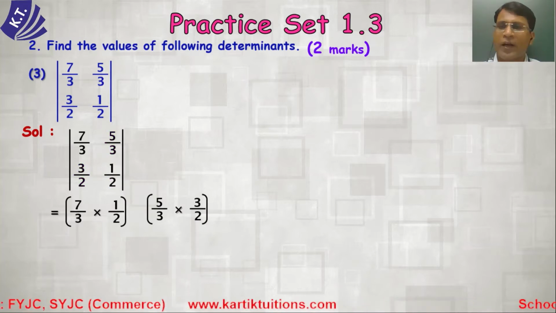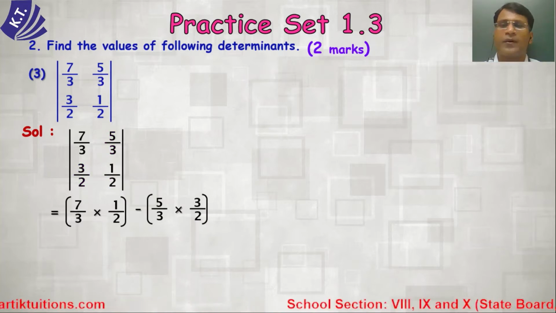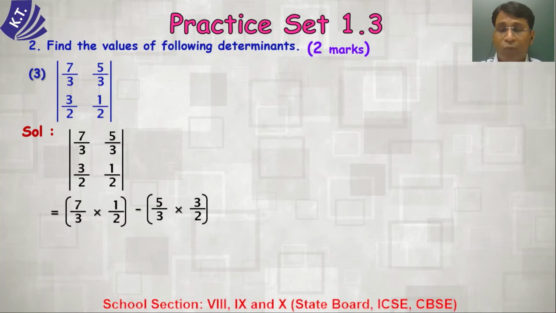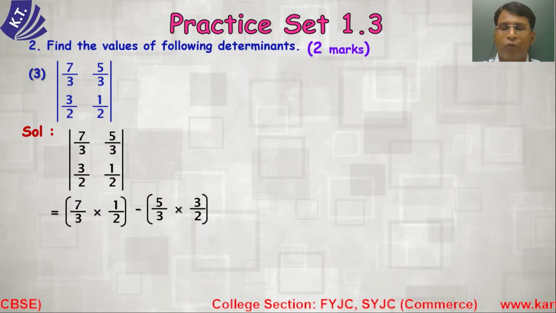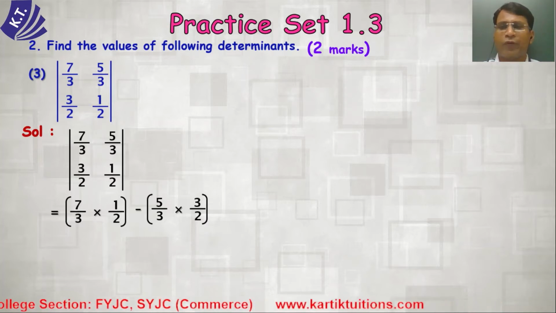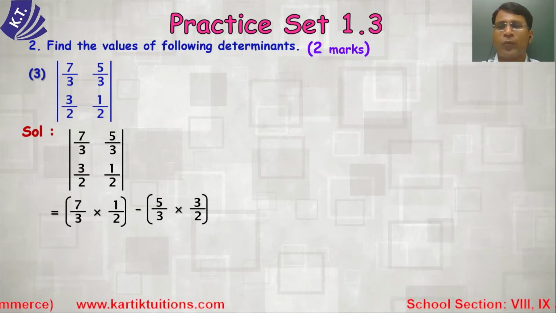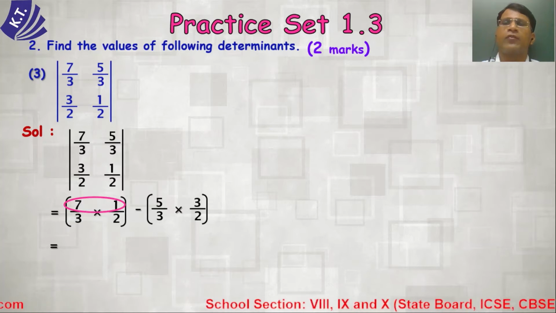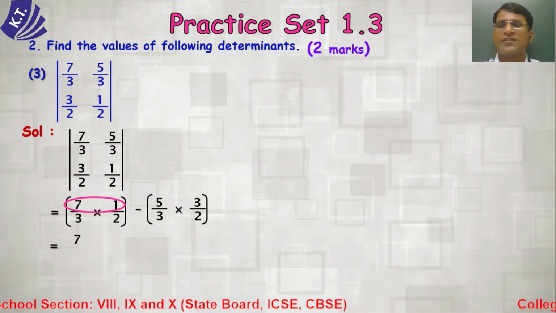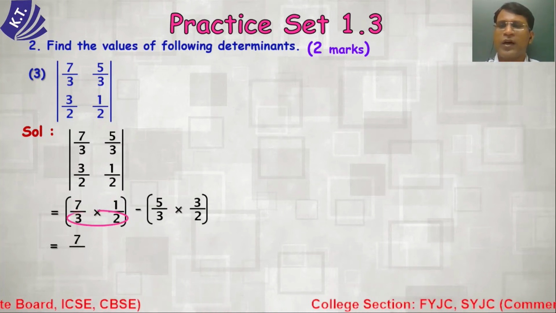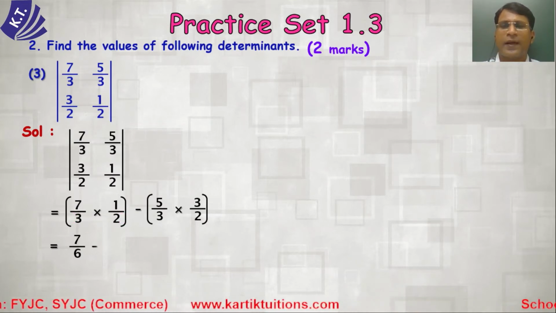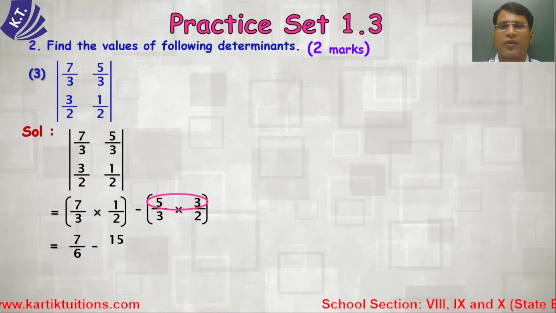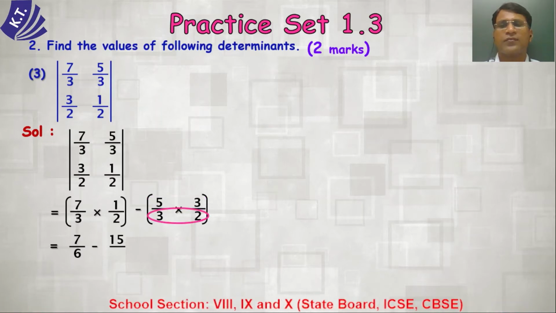And which sign will be between both the brackets? Minus. Now see, both the fractions have a multiplication sign in between, so there is no concept of LCM. You have to just multiply numerator with numerator and denominator with denominator. Now 7 ones are 7, 3 twos are 6. So it becomes 7 upon 6. In the same way, in the next bracket, 5 into 3 gives us 15, 3 into 2 gives us 6.